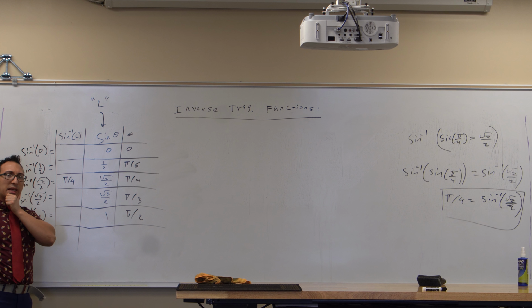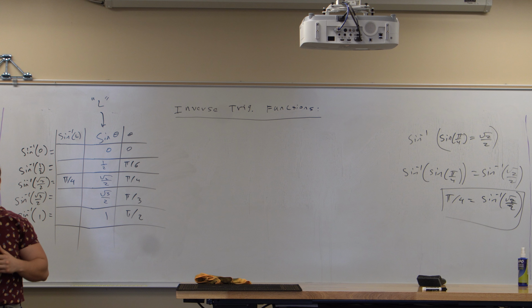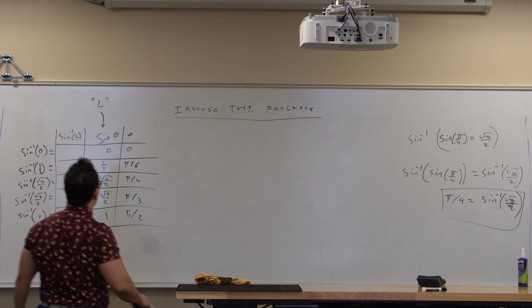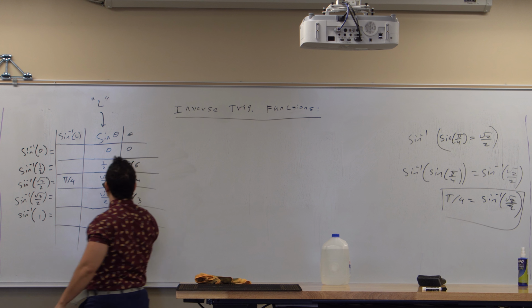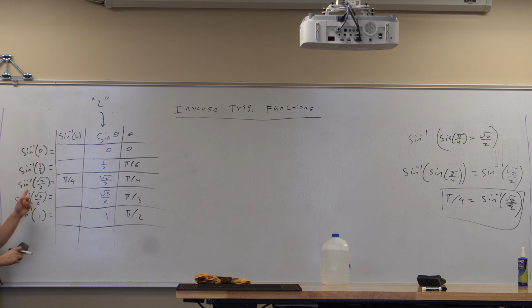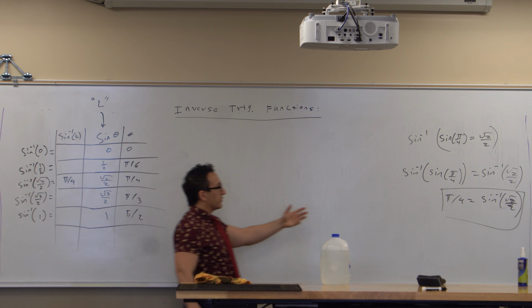Do you think that's a mistake or a coincidence? It is actually not a coincidence. If you know the sine of pi over 4 is equal to root 2 over 2, then you know that the sine inverse of root 2 over 2 is pi over 4. This is the calculation right here that we've done here.